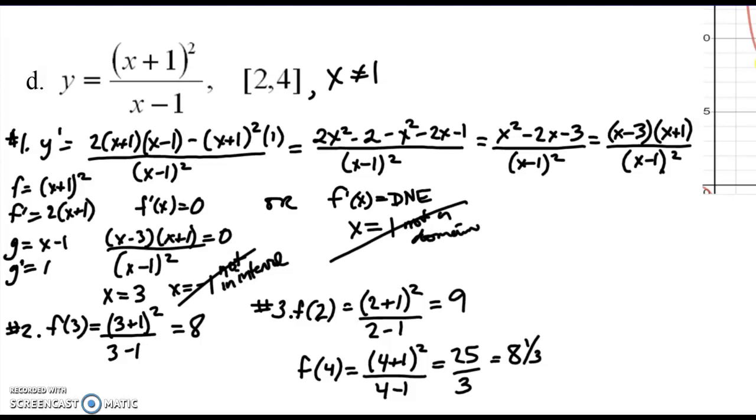We can see that 9 is the biggest. This is the absolute max of the function, and the smallest would be here, the absolute minimum of the function. Now remember that the absolute minimum is 8, and it happens at 3. The absolute maximum is 9, and it happens at x equaling 2.